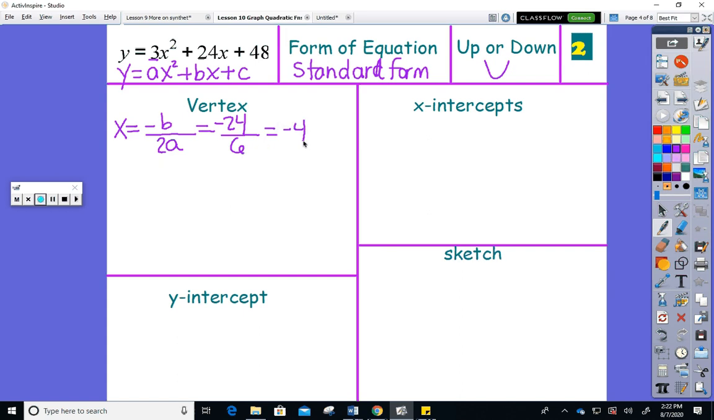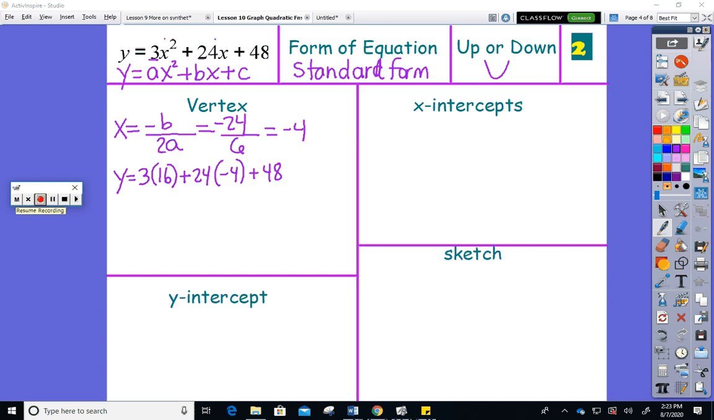So remember, for any equation, if you have an x, you plug in to get y. So I'm going to say y equals 3 times negative 4 squared, which is 16, plus 24 times negative 4, plus 48. And you might be saying, we're supposed to do this without a calculator?